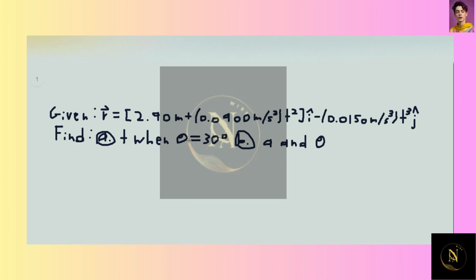And then part B is asking, for the time calculated in part A, what's the magnitude and direction of the dragonfly's acceleration vector? Once we have velocity, we can get acceleration then. So the first thing we want to do for part A is to find the velocity vector. If we have the position vector, to find the velocity vector we just take the derivative of each component of the position vector.